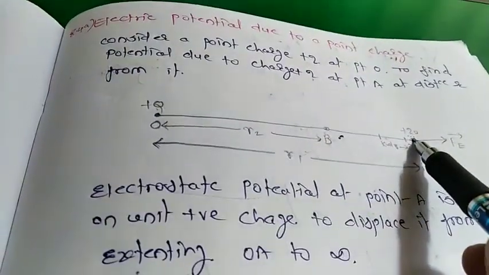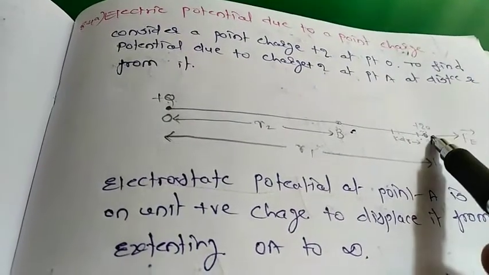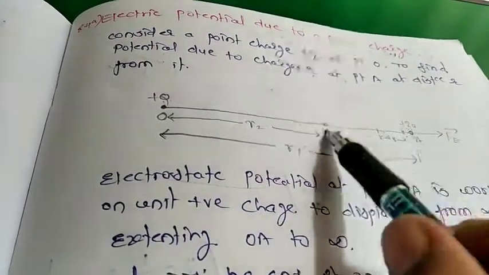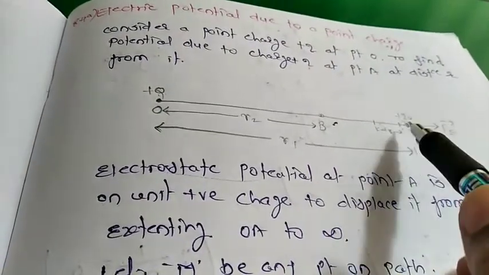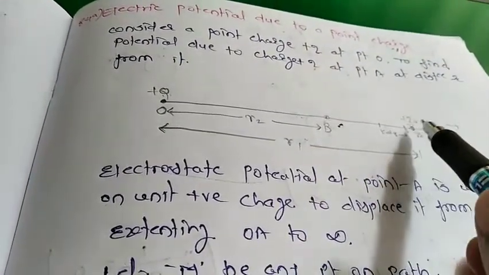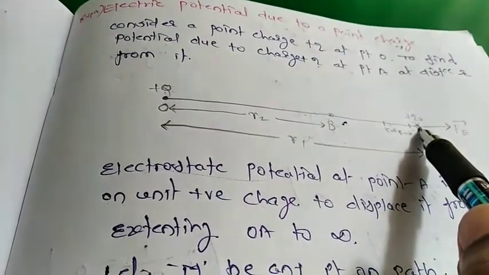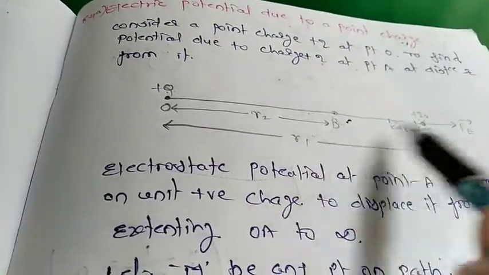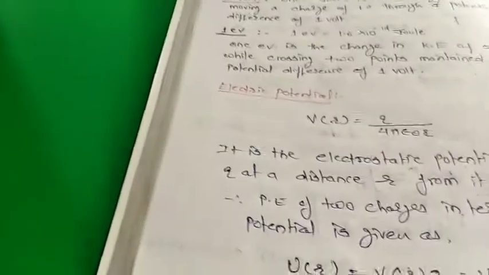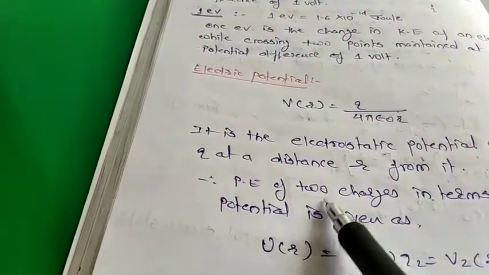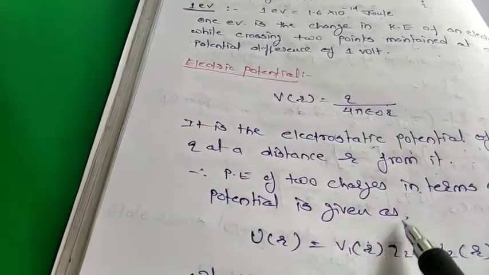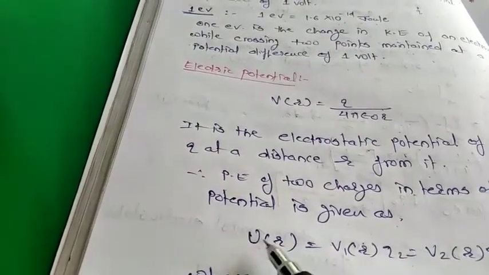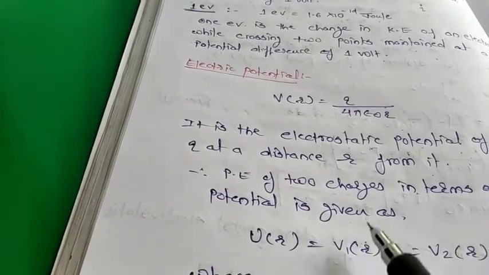Suppose this is the charge Q, it is the electrostatic potential of charge Q at a distance r from it. Here the distances r1 and r2 are given, but if we move the charge through the distance r, then it is the electrostatic potential at a distance r. This is suppose the distance r. Therefore, the potential energy of two charges in terms of the electrostatic potential is given by the potential energy, which is equal to the electrostatic potential.